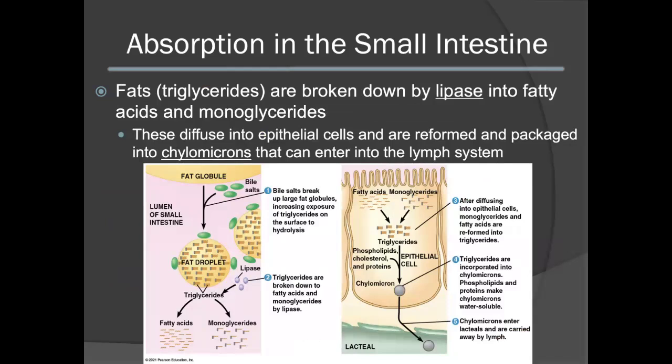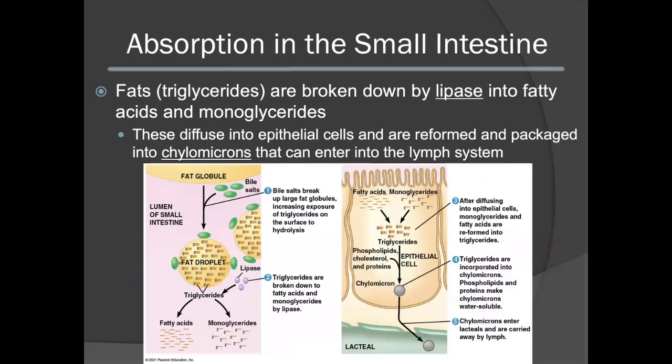Fats or triglycerides are broken down by a special enzyme called lipase. Lipase will break the fats or triglycerides into fatty acids and monoglycerides. These can then diffuse into the epithelial cells and are reformed and packaged into chylomicrons. These chylomicrons can then enter into the lymph system.